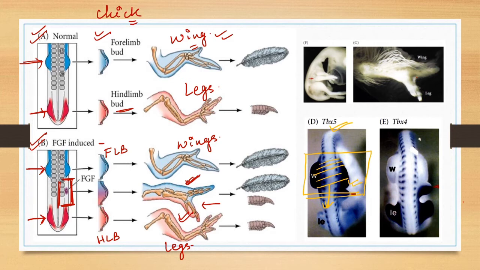Okay, similarly in case of TBX4, it is expressed in the lateral plate mesoderm of the posterior region. Okay, and the concentration of TBX4 is highest in the hind limb region. Okay, and as we move away from the hind limb field, this protein diffuses, and so the limbs that are induced by FGF beads away from the hind limb field lose their hind limb properties.